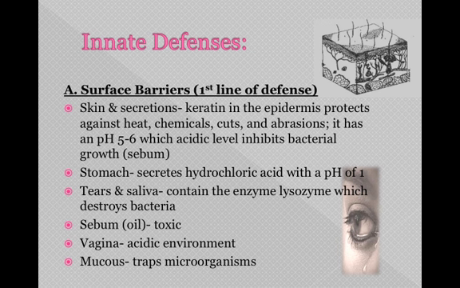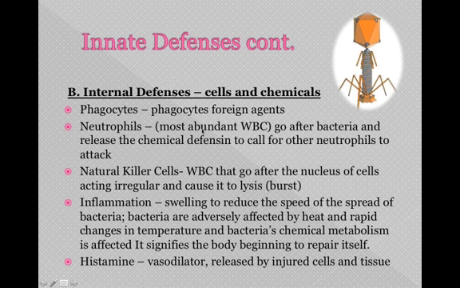Your stomach also secretes hydrochloric acid, which has a pH of 1. Tears and saliva are also examples of surface barriers because they contain enzymes. The enzyme lysozyme destroys bacteria. The sebum, that's the oil, for instance, on your skin, that's toxic. And any orifices, such as your vagina, that's a very acidic environment. And mucus in, for instance, your respiratory tract, traps microorganisms so they can't get further into your body.